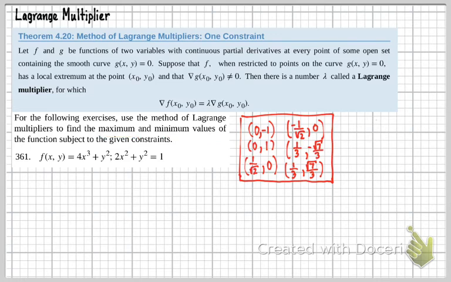So now we're just going to take f of 0, -1, and plug that in. It's going to be 4 times 0 cubed plus -1 squared, and that results in a 1. Then f of 0, +1 is going to be 4 times 0 cubed plus 1 squared, and that's 1. Then I'm just going to keep going through the process of these.